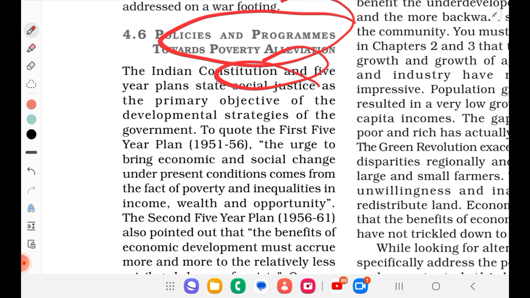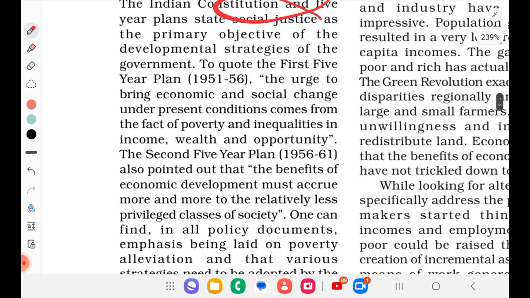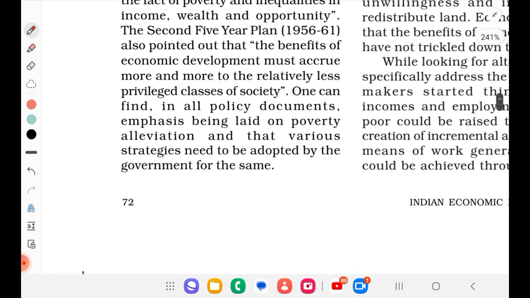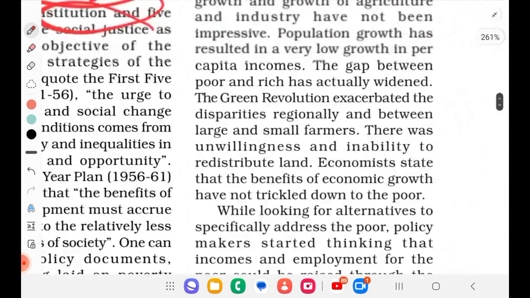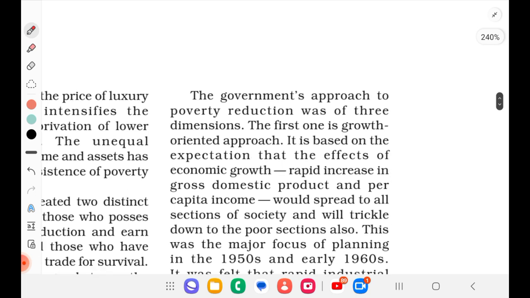The second five-year plan, 56 to 61, also pointed out that the benefits of economic development must accrue more and more to the relatively less privileged classes of society. One can find in all policy documents emphasis being laid on poverty alleviation, and that various strategies need to be adopted by the government for the same. The government approach to poverty reduction was of three dimensions.